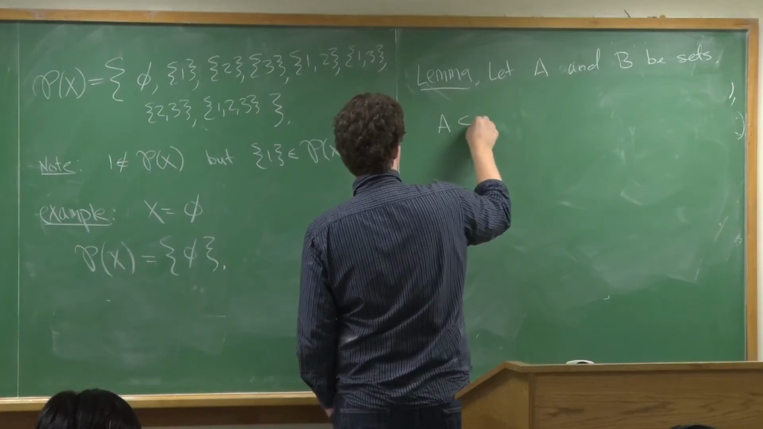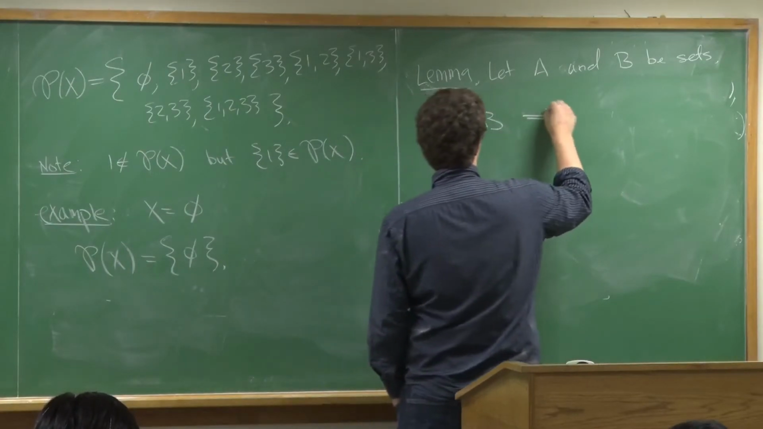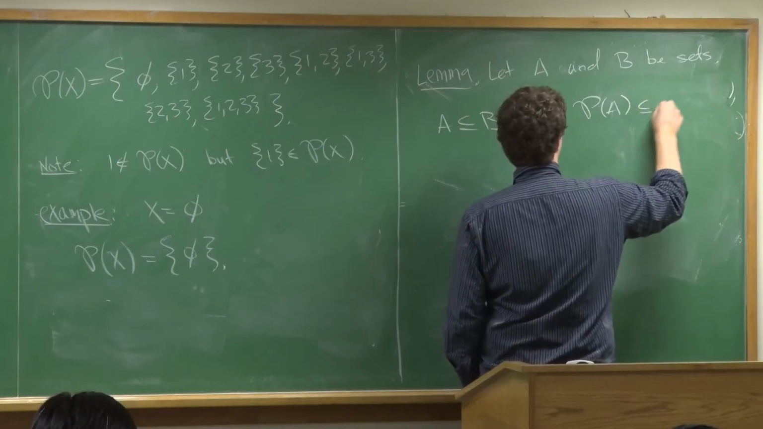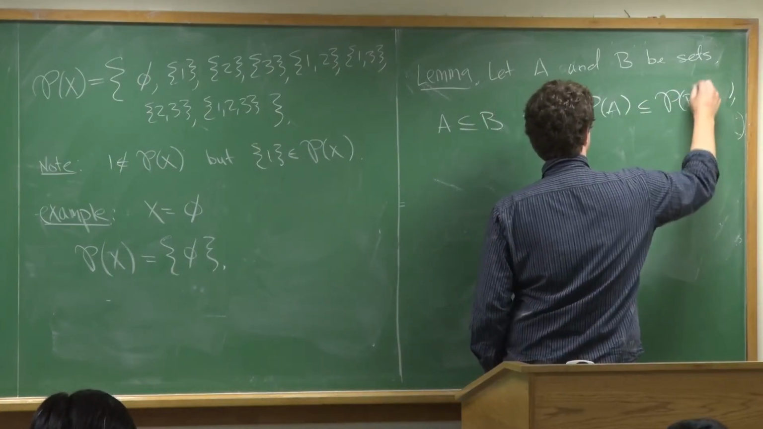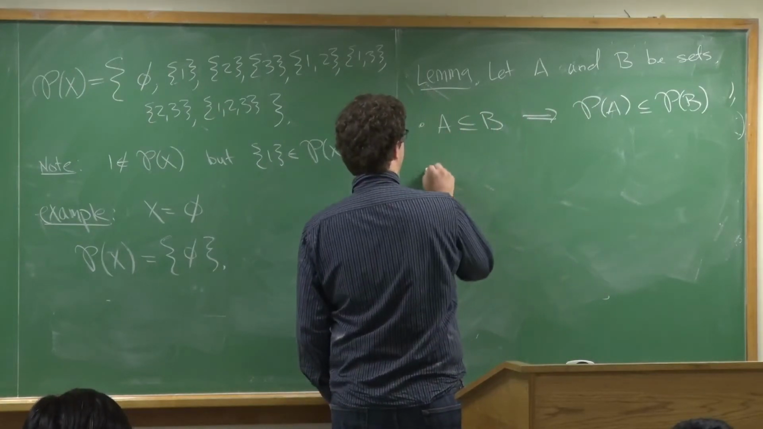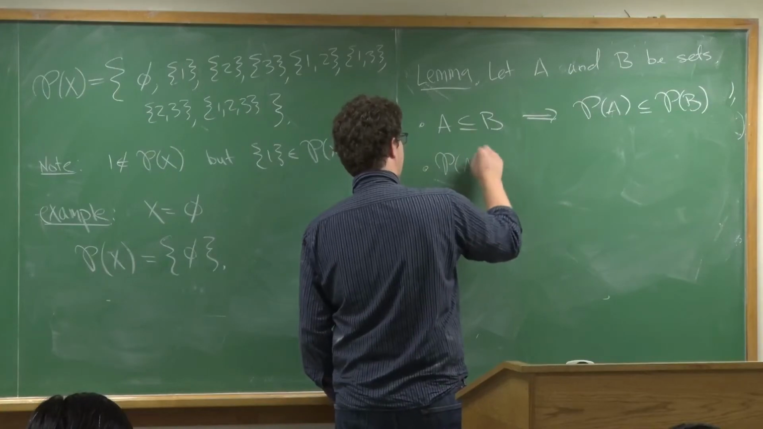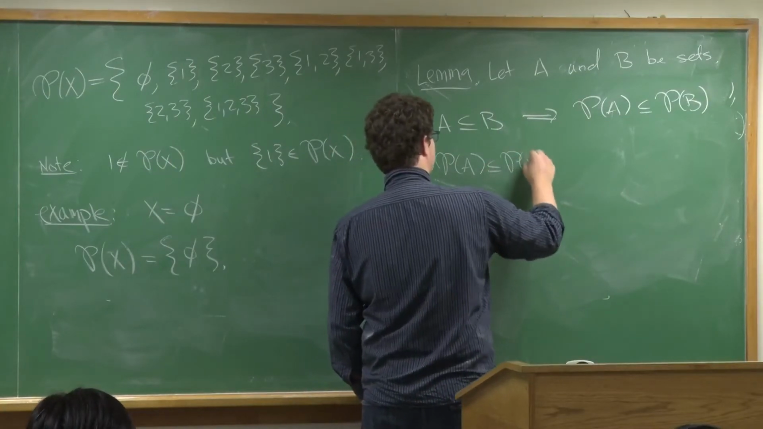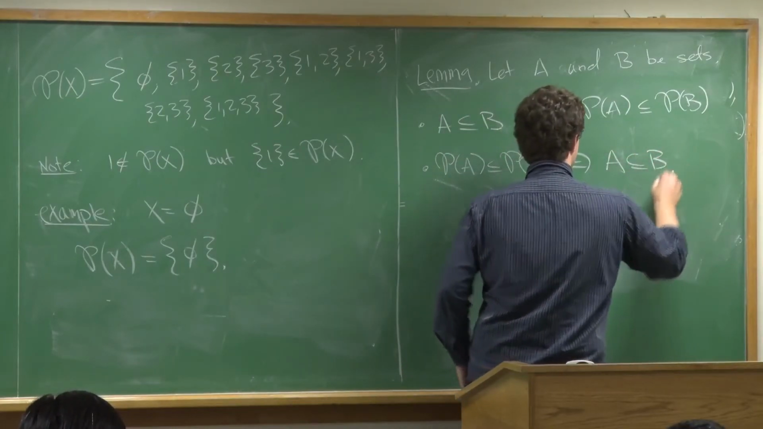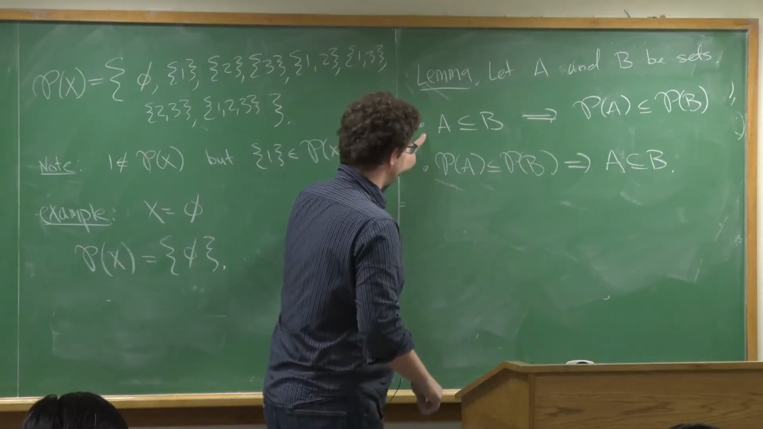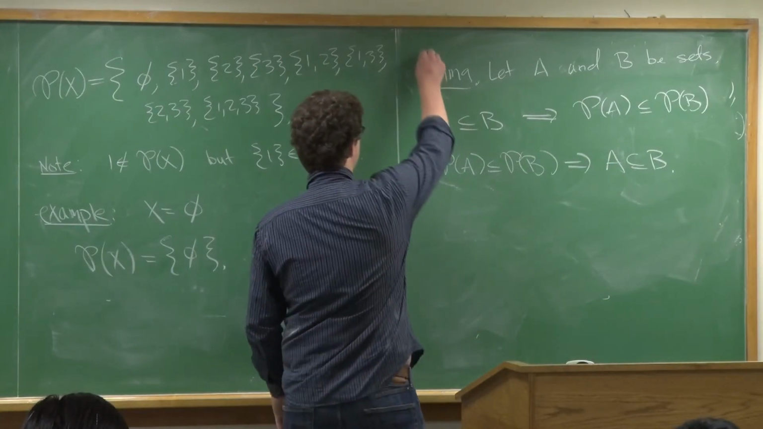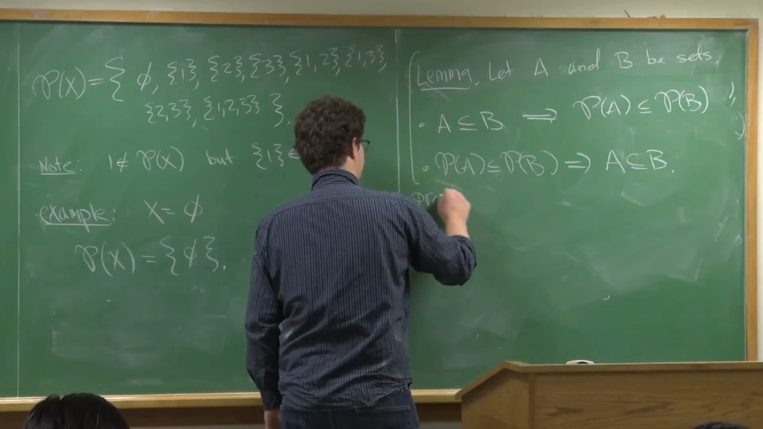A being a subset of B implies that the power set of A is a subset of the power set of B. Okay? But it is also true that the power set of A being a subset of the power set of B implies that A is a subset of B. So this is the obvious direction, right? And this is the not so obvious direction. Okay, so this is a lemma here. So let's do the proof.